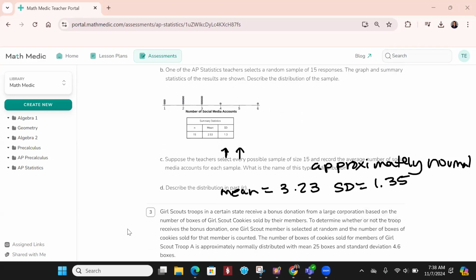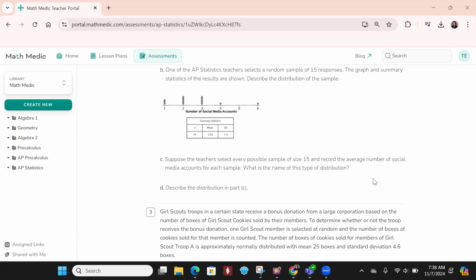One of the AP Stat teachers selects a random sample of 15 responses. The graph and the summary statistics are shown below. Describe the distribution of the sample. Skewed right. How do we know? Okay, and then we got to talk about the mean and the standard deviation. So the mean is 2.53 and the standard deviation is 1.3.